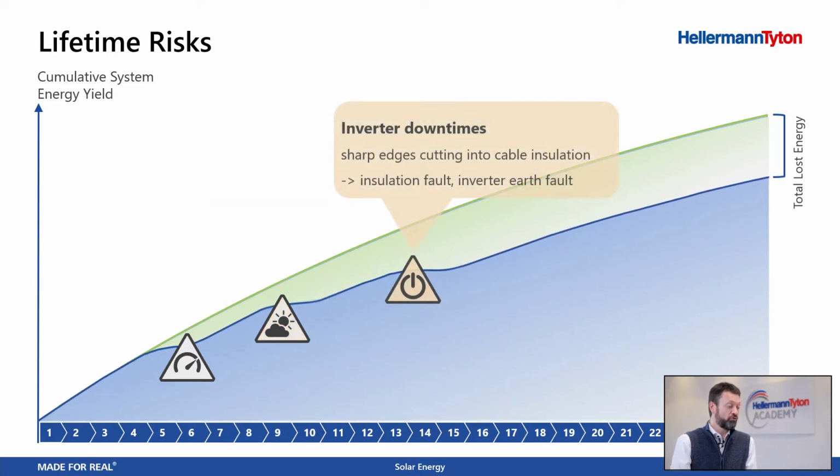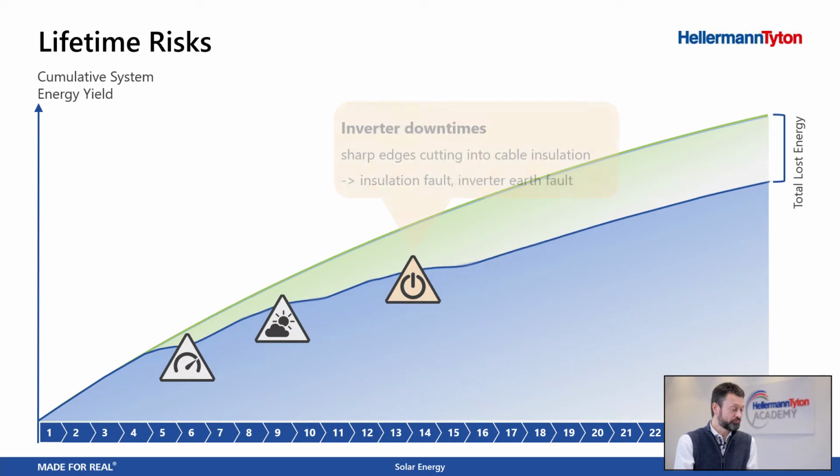That also causes loss of energy. If we move further on, you might also see inverter downtimes because of grounding and earthing faults. Maybe the sheaths of your cables are destroyed by rubbing or sharp edges, and therefore you have to replace them. It means downtime of your plant, adding again a loss of energy.